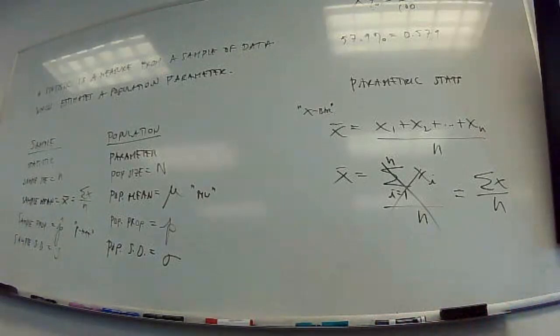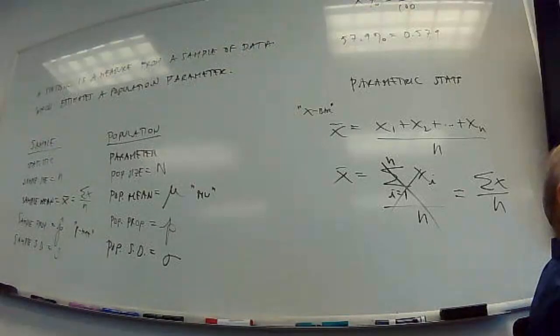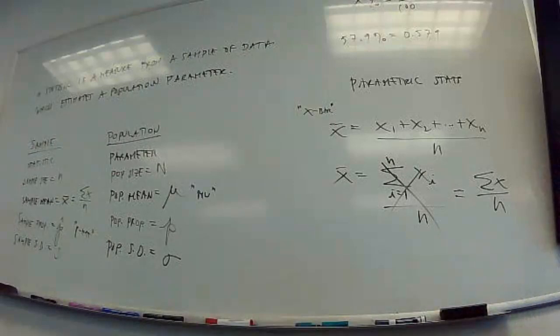So the blood groups of A, B, and O, are those qualitative or quantitative? See, those are just names. Anytime you have names, it's usually qualitative. So those are qualitative. See, they don't measure or count anything. They just name the types of blood. And we're going to be dealing with almost exclusively quantitative data. Almost exclusively.